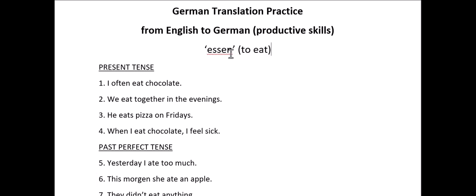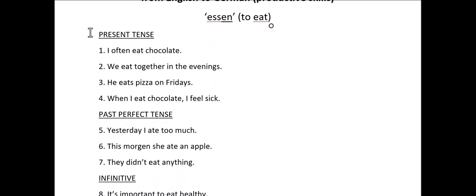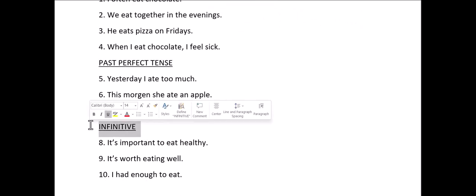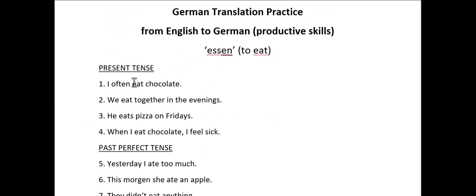And we can see it here, it's in its infinitive form. Look at that en on the end. That's the normal infinitive ending, the base form of the verb in German. And we're going to practice with three different forms of the verb. We have the present tense to start with, then the past perfect tense, and then we're going to practice with infinitive forms as well. Let's start with the present tense.